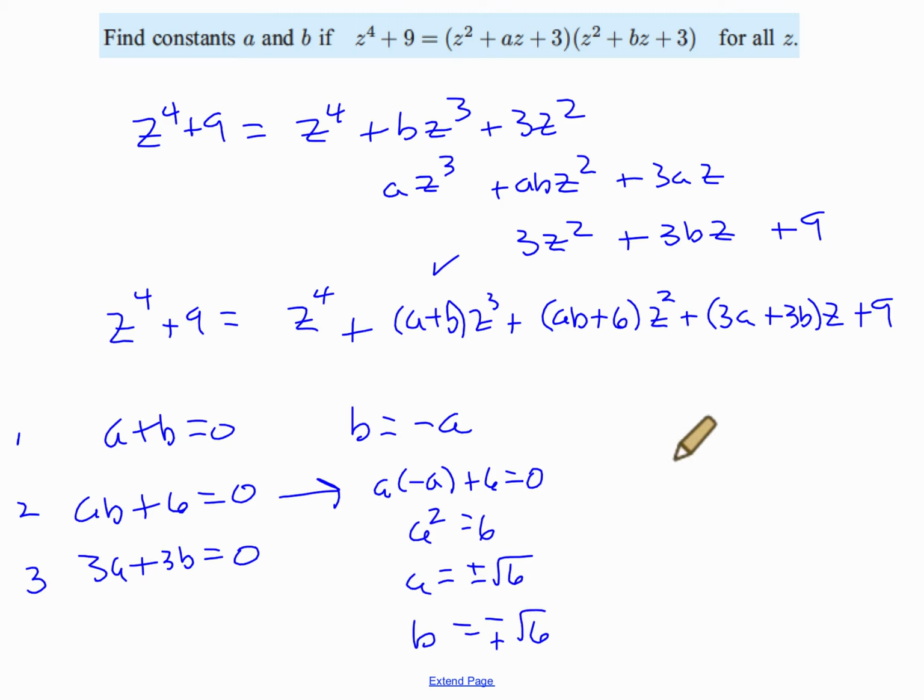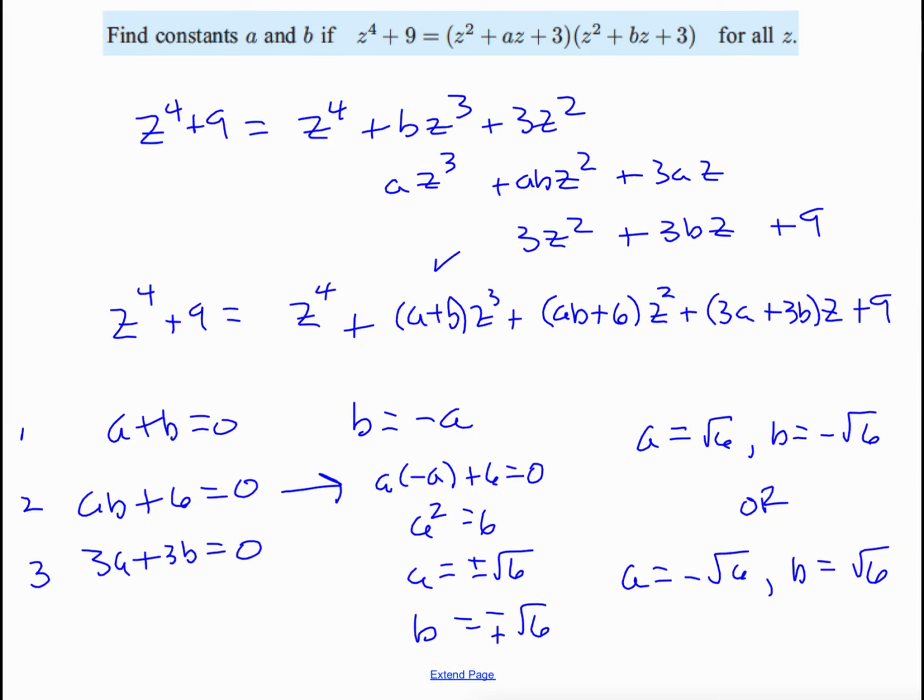So those are our solutions. A could equal root 6 while b is equal to negative root 6, or a could equal negative root 6 while b is equal to positive root 6. So those would be the constants a and b. We have answered that question.